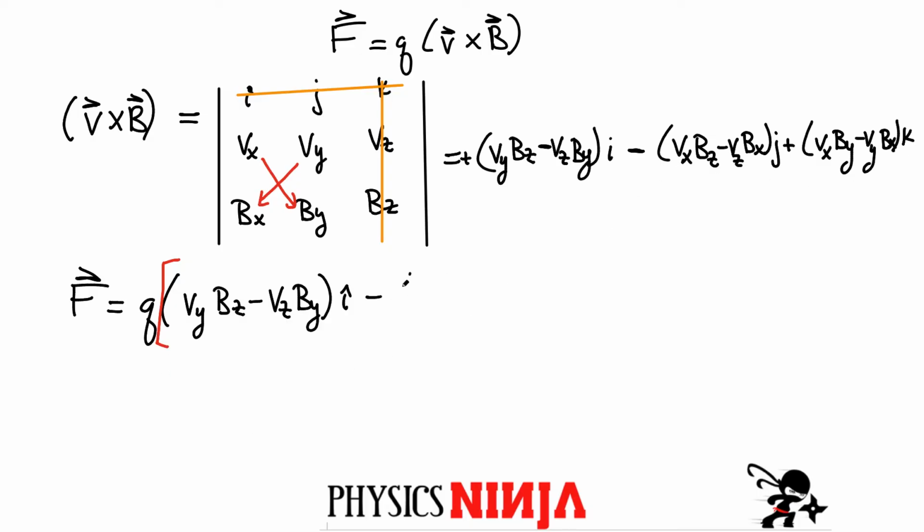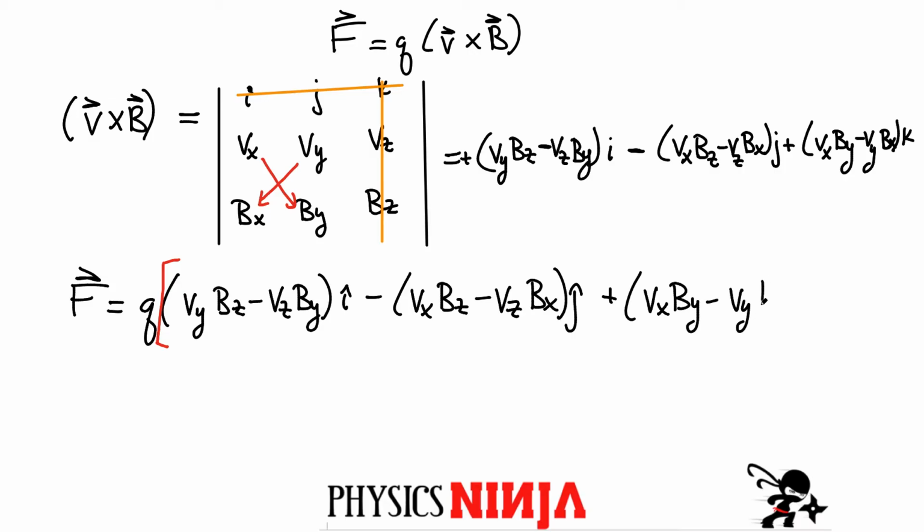The middle term was minus VxBz minus VzBx. That's in the y direction. And again, the last term, VxBy minus VyBx. And that's in the z direction, or the k-hat direction. All right, that is the direction of the force. So let's go back to our vector and simply substitute in the different components of these vectors to find our total force acting on that charged particle.